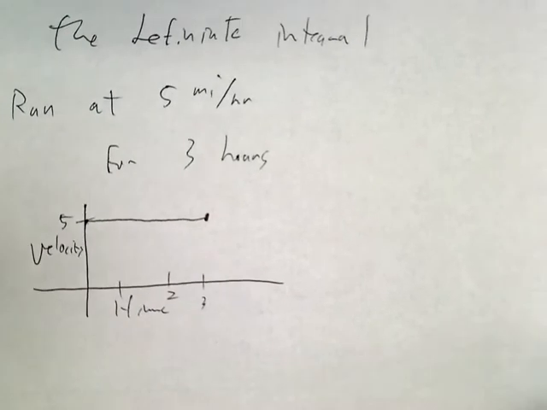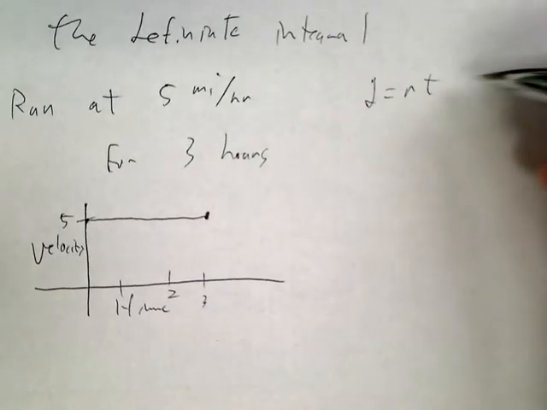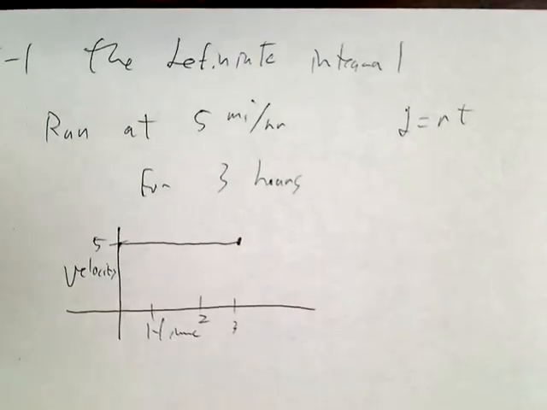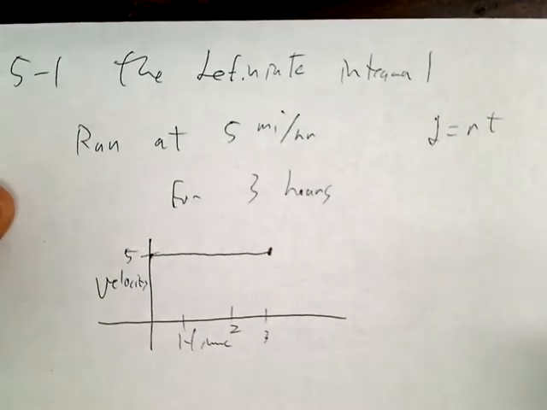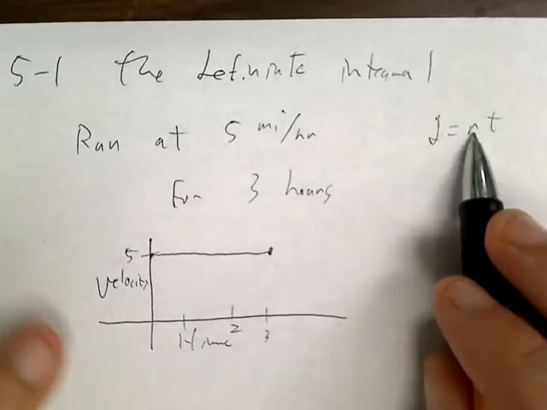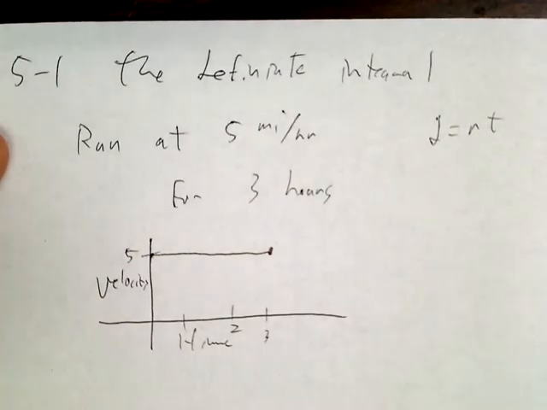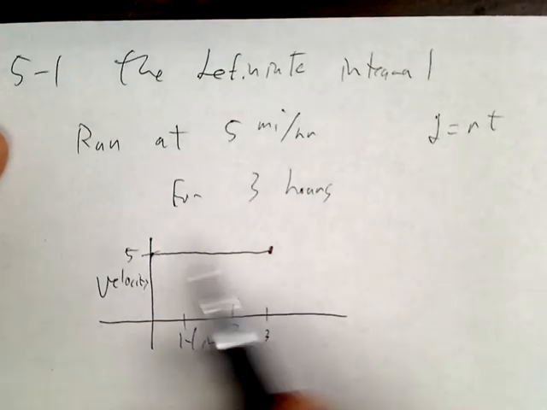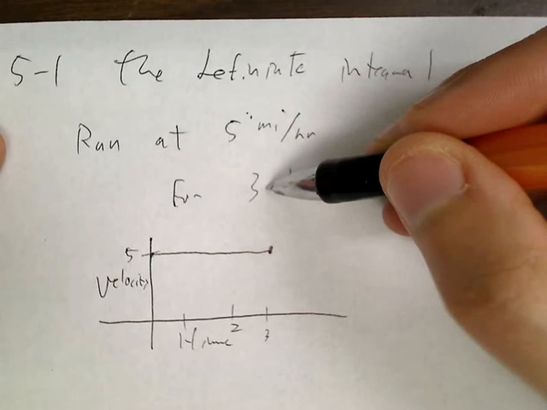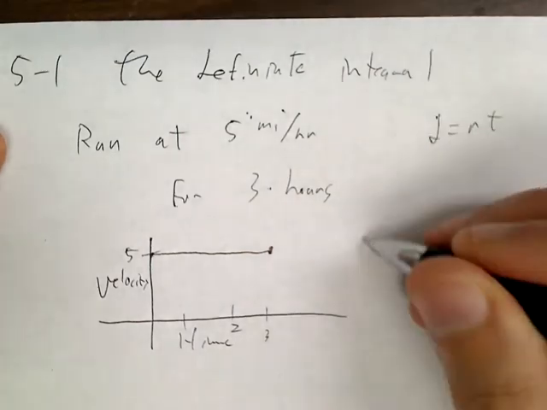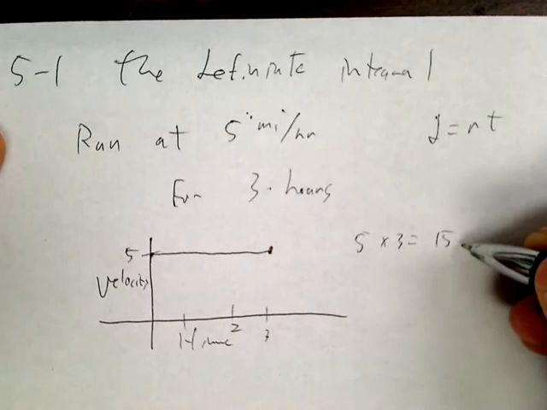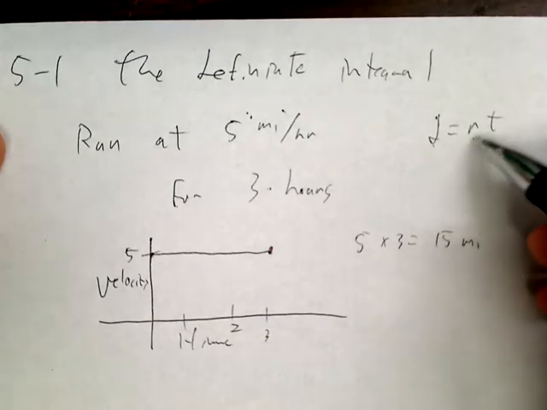Let's also note this friend of ours, the dirt formula, D-I-R-T, put the I on its side. Distance is rate times time. I always just call it the dirt formula because it kind of looks like dirt. And one thing that we can derive here, velocity and rate are the same thing. So distance is rate times time. So if we take the rate, which is 5, and the time, which is 3, 5 times 3 is 15 miles. This is the distance, rate times time.